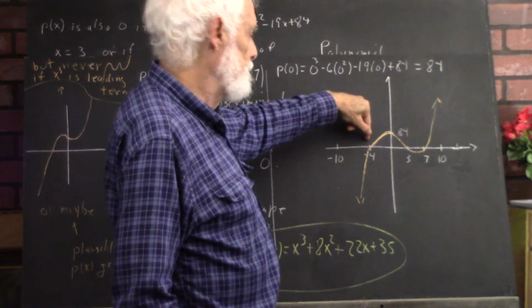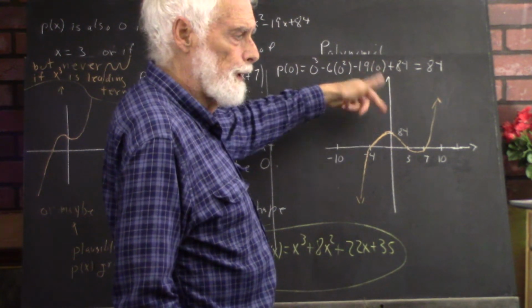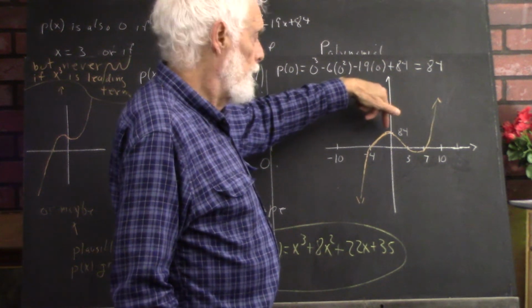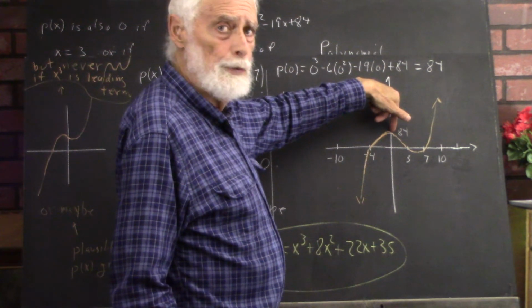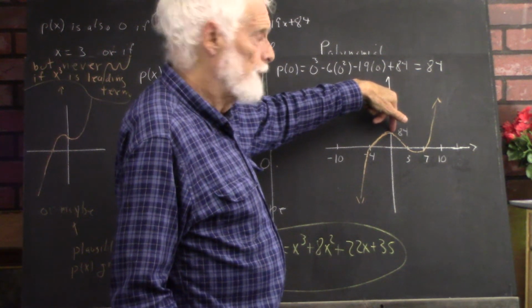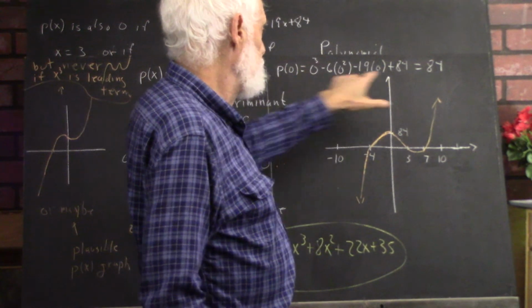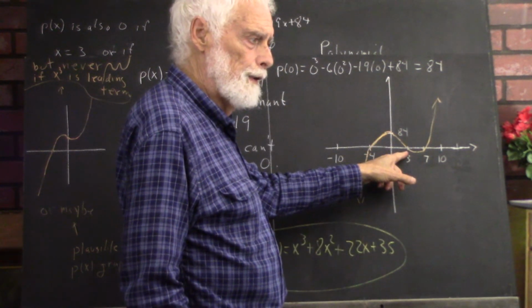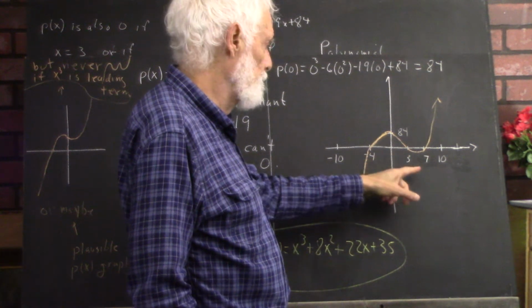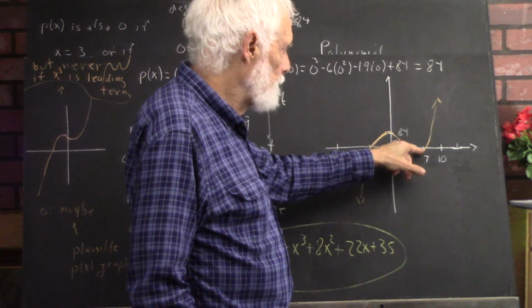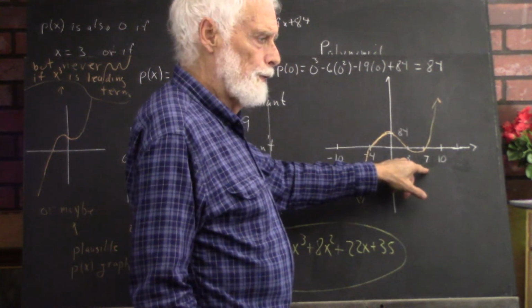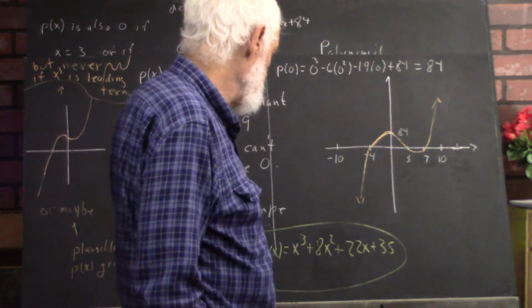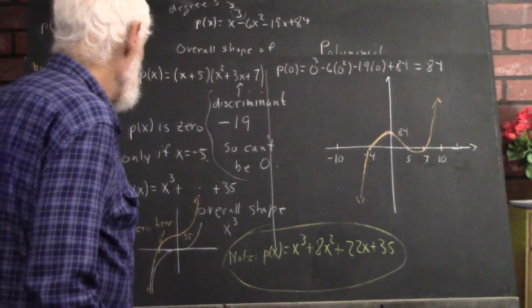through the x-axis at x equals -4, through the point -4 is 0, and then up through the y-axis at 84, since p of 0 equals 84, back down to intercept the x-axis at x equals 3, goes down, turns around, comes back up through the x-axis at x equals 7. That's what the graph looks like.